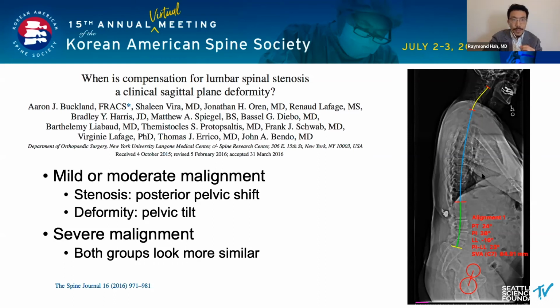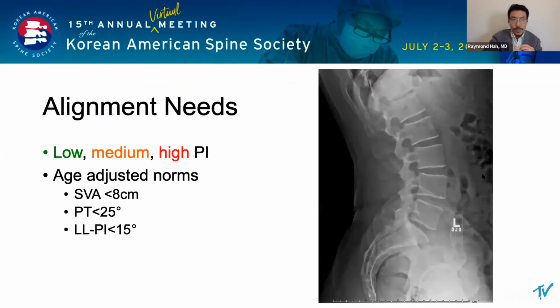In severe malalignment, both groups tended to look more similar. And the takeaway point for me there is patients who have severe deformity will tolerate their claudication because deformity, when significant, is so disabling, and they want to maintain an upright posture. So really, I think the severity of somebody's malalignment ends up being a determining factor, along with their main presenting symptom, as to what you may prescribe for them.